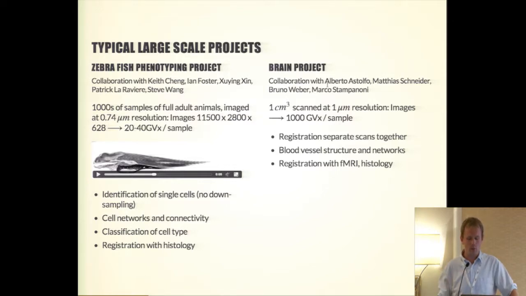A similar scale project that we're working on in Switzerland is the brain project, where we're trying to measure a whole mouse brain. That's basically 1 cubic centimeter scanned at 1 micron resolution, so that's 1,000 gigavoxels of data. With this, we want to be able to register separate scans together so that we can compare brain structures, particularly as things evolve or change, and then be able to quantify things about the vascular network and other imaging modalities.